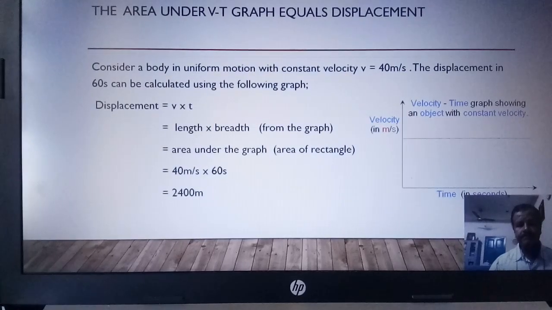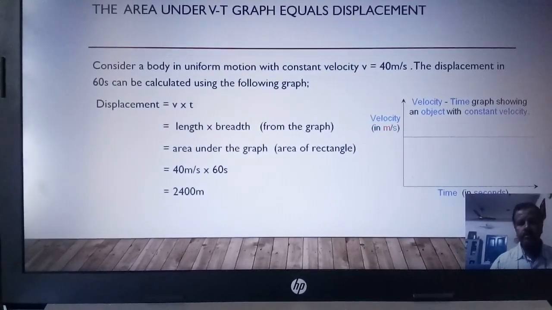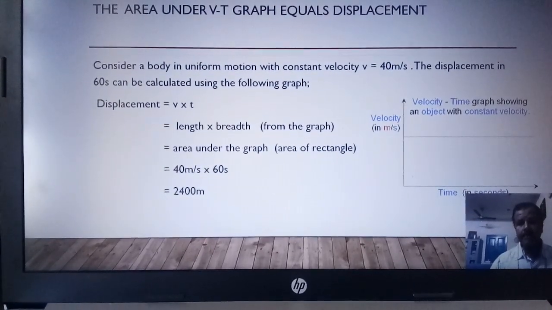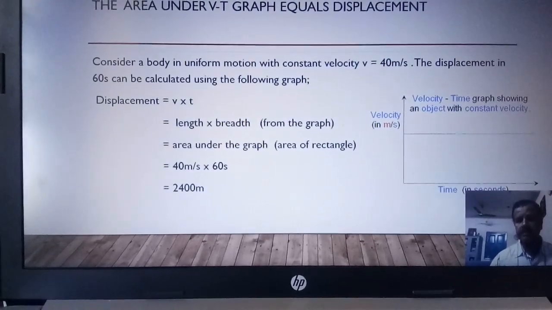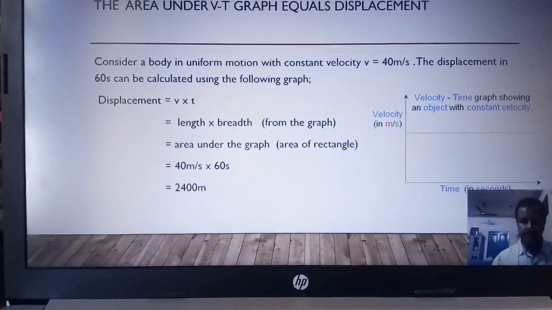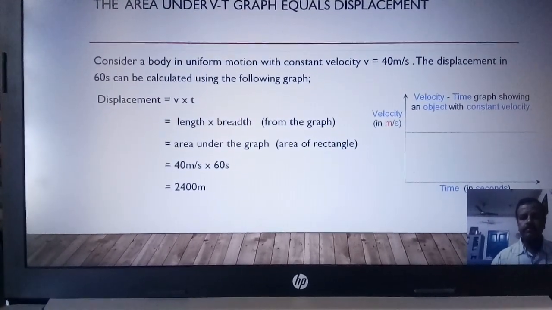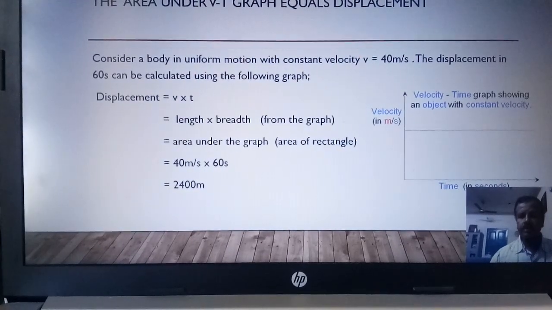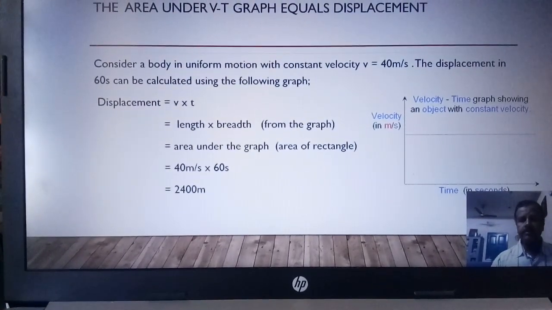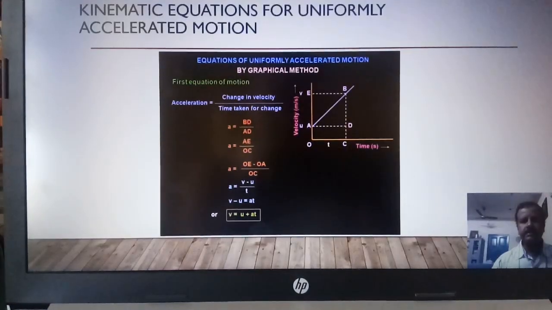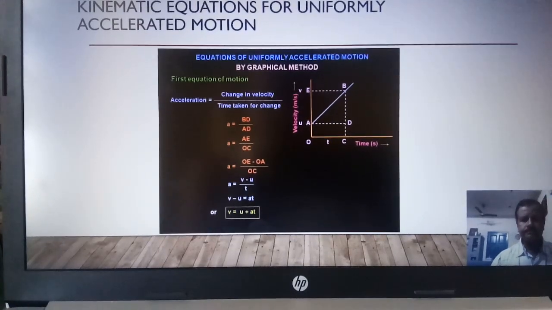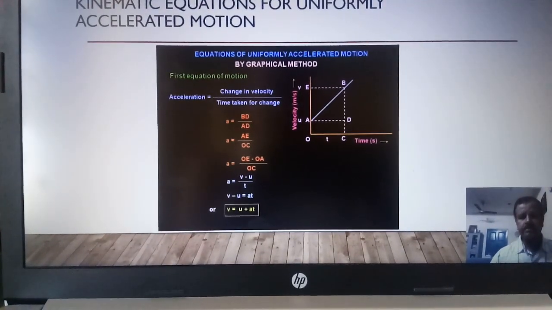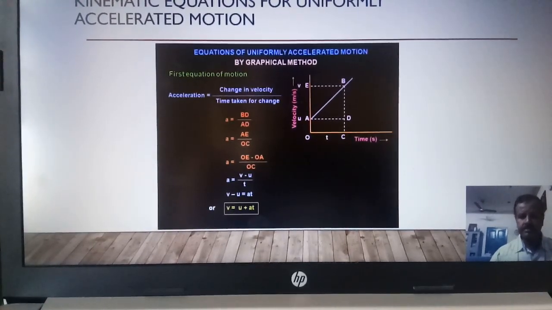So the conclusion is that whenever we have a velocity time graph, the area covered by the velocity time graph gives us displacement in that time interval. This is a very important concept. Based on this, we are going to derive three equations of motion. They are called kinematic equations of uniformly accelerated motion. We have already derived these equations in the 9th standard.